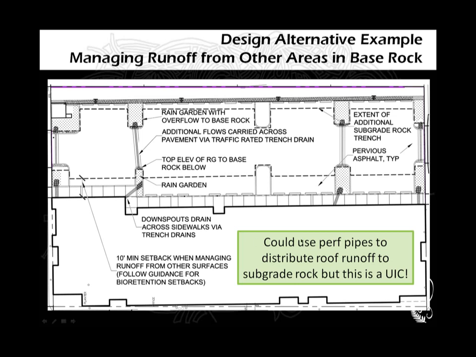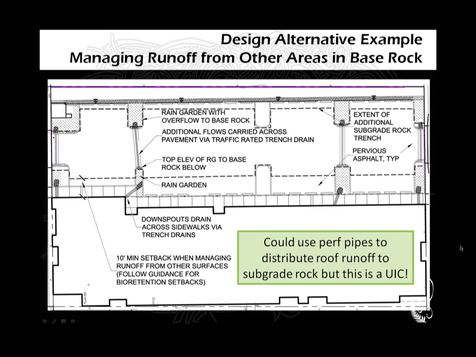And the other thing about this is that we could use perf pipes to distribute the roof runoff to the subgrade rock. So you just connect this. Instead of going through all of this, you could just dump this into a little pre-treatment catch basin with a sump to settle out sediments, and then you could pipe it via perforated pipes, and run those along the bottom of your rock trench. But that's a UIC, which is an underground injection control, and then you have to tango with the Oregon Department of Environmental Quality, and you have to renew your permit every 2 years, and it's not really that much fun. And so I try to avoid that.